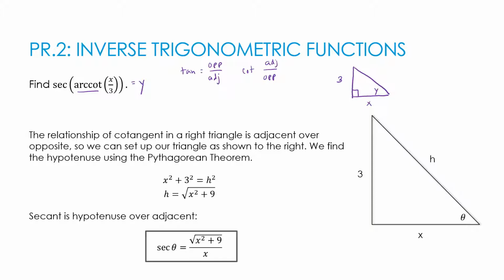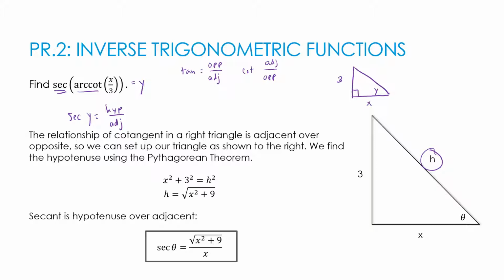Okay, notice it's the same as I have here. I've labeled it theta here. It doesn't matter if it's theta or if it's y. It's the same thing. Now what am I trying to do? I'm trying to find the missing side, which is the hypotenuse, and I need it because I need it for secant. And secant of y is the hypotenuse over adjacent, because cosine is adjacent over hypotenuse and secant is the inverse of that.